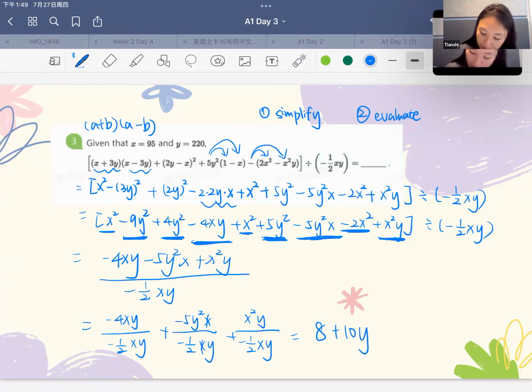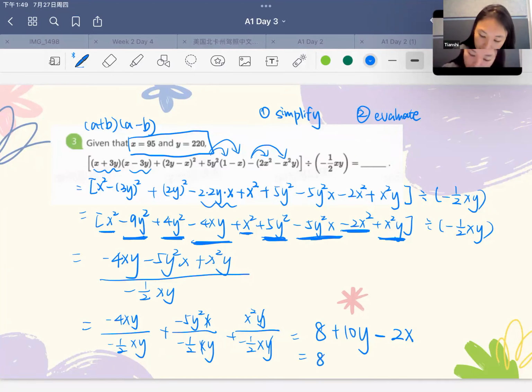We have y. And the last term, 1 over negative 1 over 2, is negative 2. And then y and y cancel each other, and we have x here. So the very complicated polynomial can be simplified in the form of 8 plus 10y minus 2x. And then we are given the value for x and y, so we can just evaluate the polynomial.